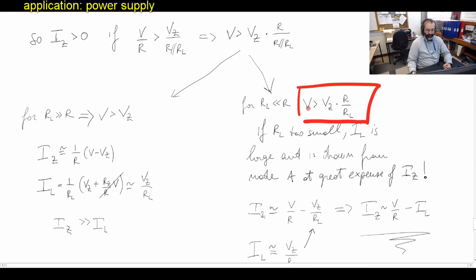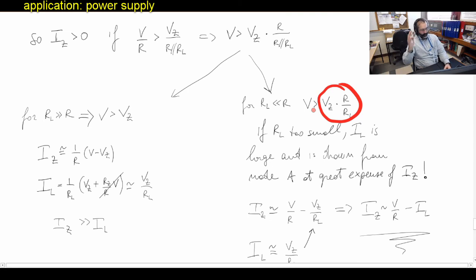So if RL is much smaller than R, you understand that actually now we are moving the point at which the zener operation starts to kick in at higher voltages, because this VZ times something, now this number is big, because we are assuming RL is much smaller than R. So this number is big. A number that is big times VZ means a high voltage. So only at a much higher voltage now do we enter the breakdown operation of the zener diode.